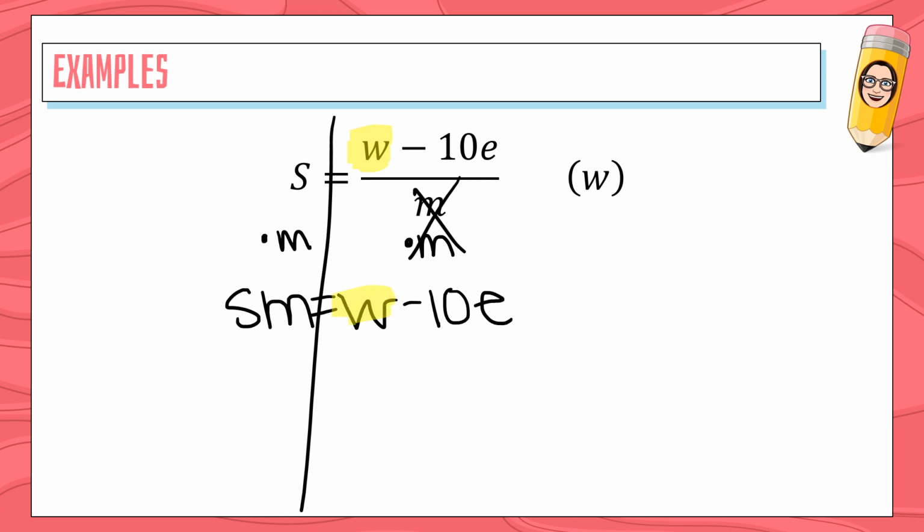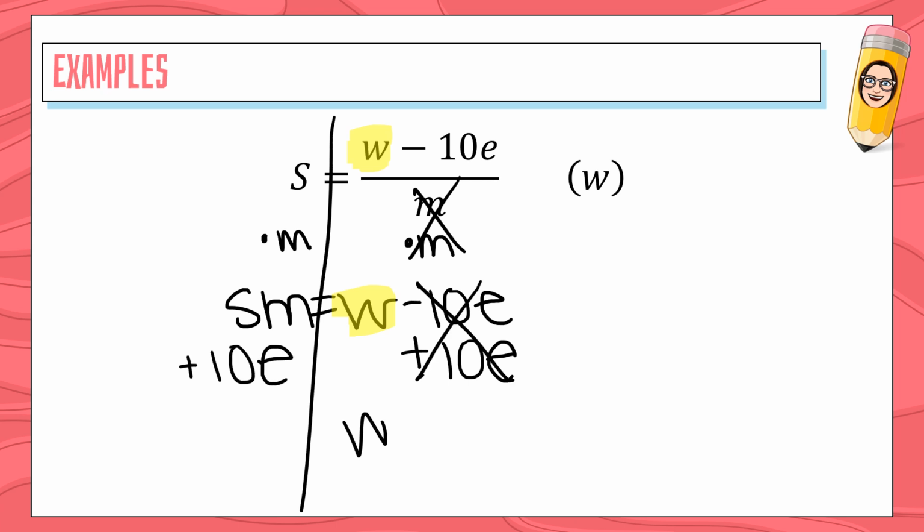We're concentrating on the W. The W has subtracting stuff. I'm just going to say stuff. So instead of subtracting stuff, we're going to add stuff. That's a chunk of information, so keep it together. Write it as you read it. S times M plus 10E. We isolated W.